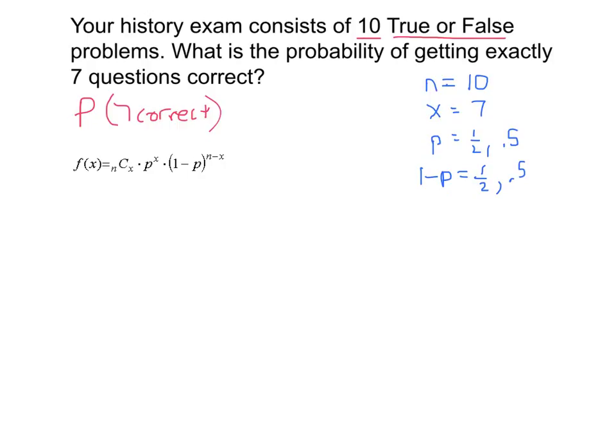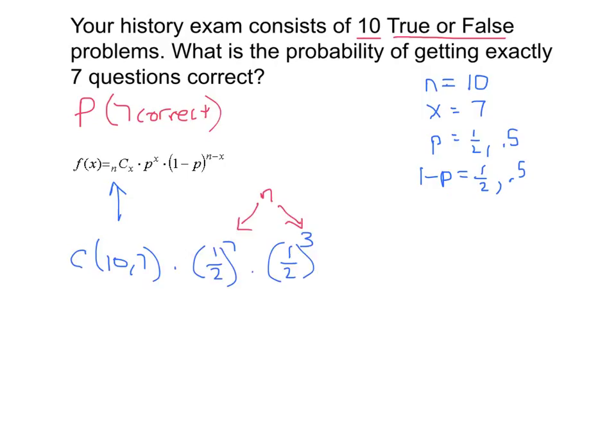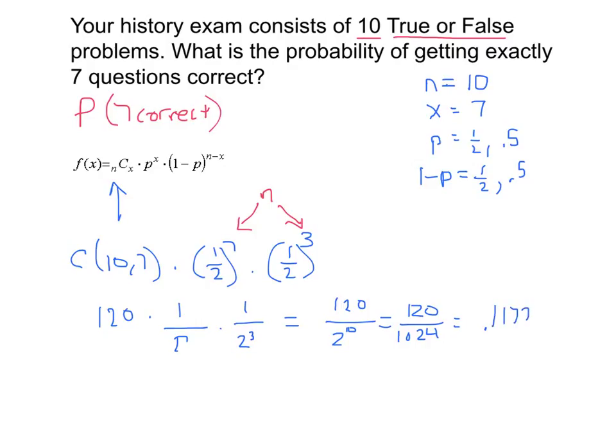Once we have all of these pieces, we can now go ahead and plug it into our formula. So here we go. This gives us 120 times 1 over 2 to the 7th times 1 over 2 to the 3rd, which is 120 over 2 to the 10th, which is 120 over 1024. This is going to simplify, which equals 0.1172 or 11.72%.